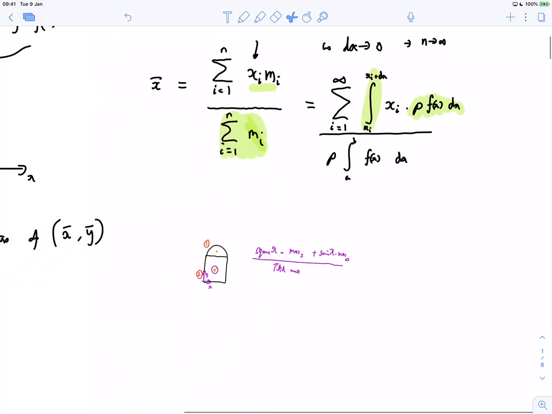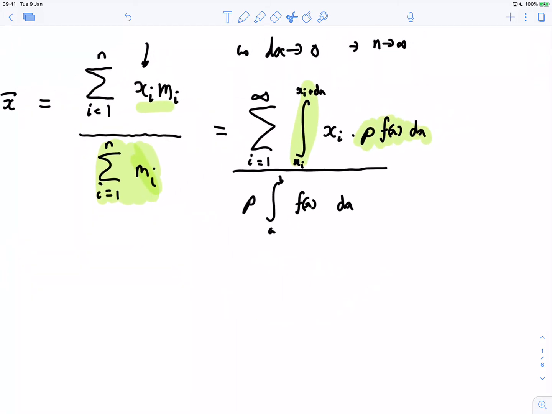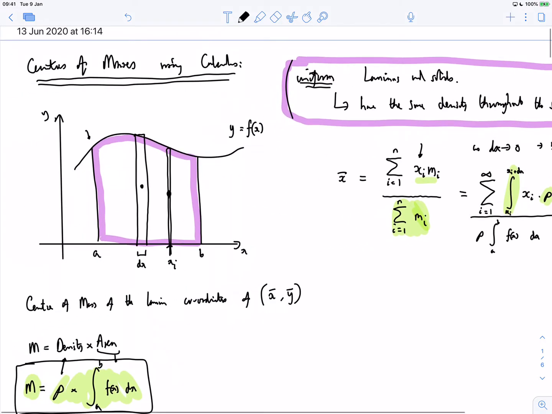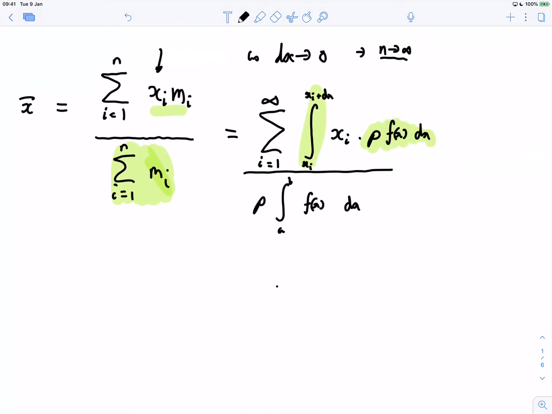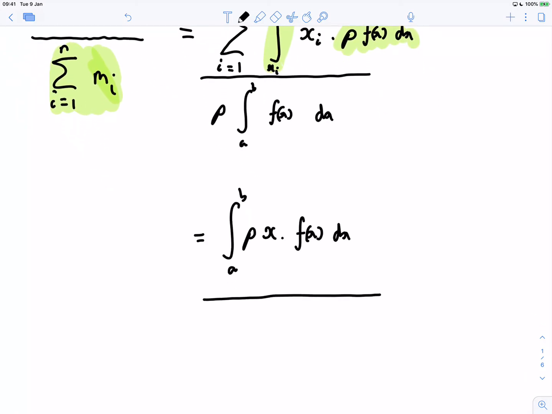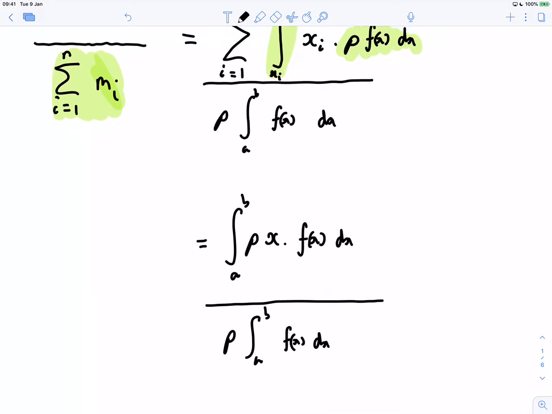Okay, now look what happens to the top. Well, what can we do? I don't need this xi anymore, since it's just the x coordinate at that point. And since I'm doing the infinite intervals between 1 and infinity for the xi's, going up to n where n is infinity, that's just covering the entire interval from a to b. So this whole thing can be tidied up as the integral from a to b of rho times x times f(x) dx, over rho times the integral of a to b of f(x) dx. Because rho is a constant, I can take this rho out like so.